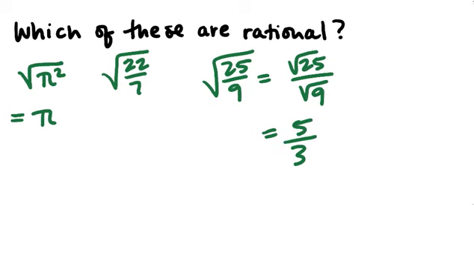This is the ratio of two integers. This is rational.